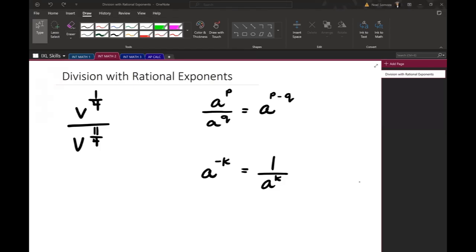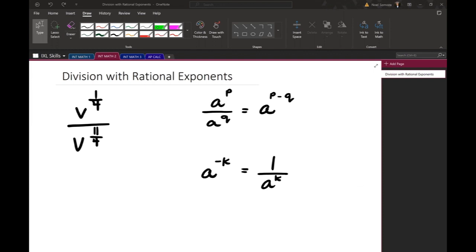All right, so the skill that we're working with today is going to be division with rational exponents. There are two primary properties that are going to be utilized as we go through this example. The first one involves what to do when you have the same base and you are dividing.